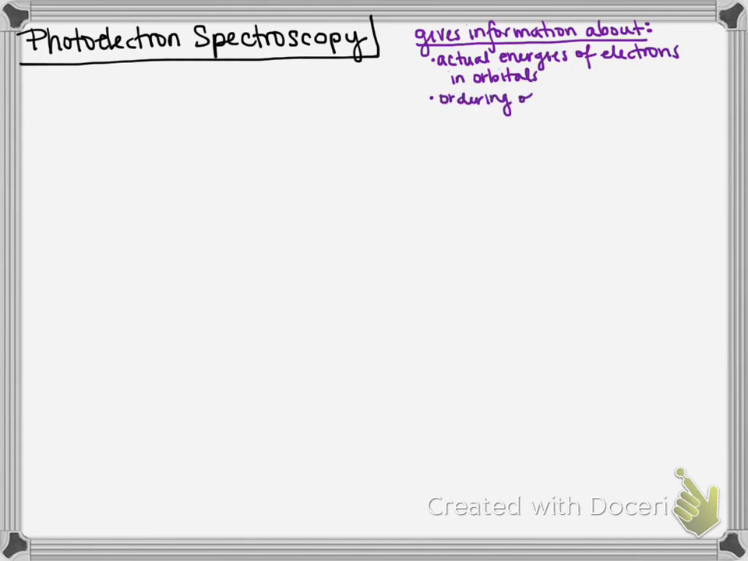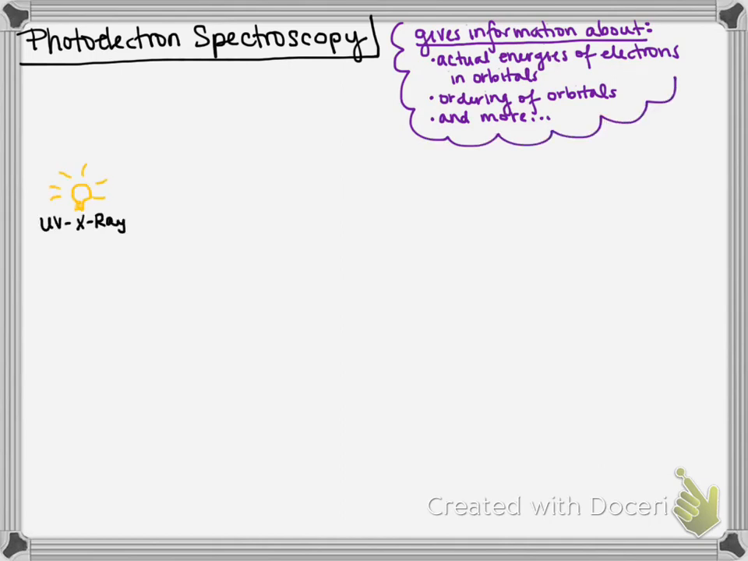But to do that, we first need to know how we know we need to do that, which is going to be photoelectron spectroscopy. So what kind of information does photoelectron spectroscopy give us? Photoelectron spectroscopy is going to give us information primarily about the actual energies of electrons in orbitals, whether these are atomic or molecular. Today we're going to talk about atomic, but next week we'll be talking about molecular. And so it's also going to tell us a little bit about the ordering of orbitals, and there's much more information that photoelectron spectroscopy can give you, but what we're going to focus on today is really just the energies and ordering of atomic orbitals.